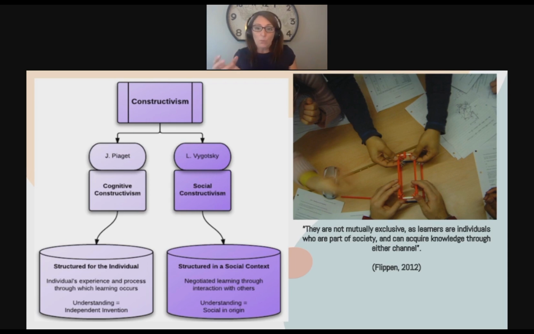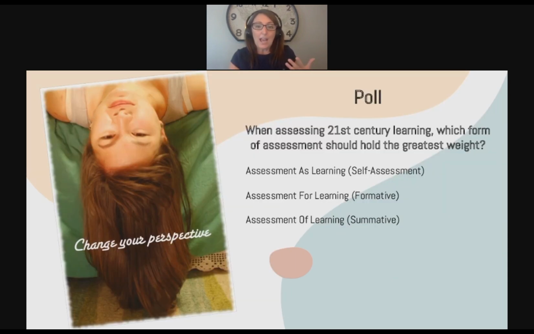So before we go there, I just want to ask you to consider something for a minute, okay? When you're assessing a 21st century skill, which form of assessment do you think should hold the greatest weight? Do you think it's assessment as learning, which would be our self-assessment, assessment for learning, so our formative assessment, or assessment of learning, our summative assessment?